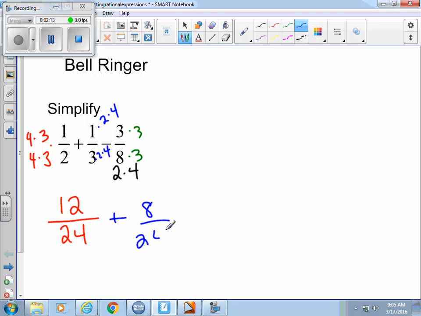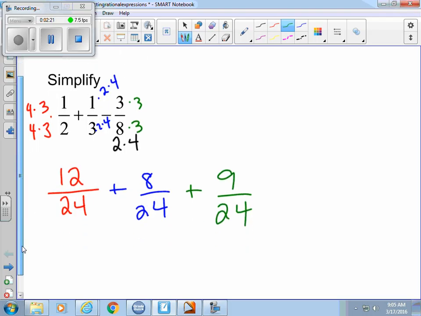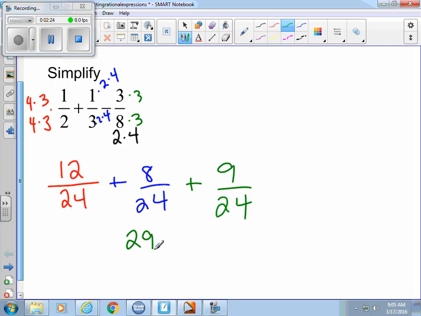8/24. And 9/24. Add those all together and I get 29/24.